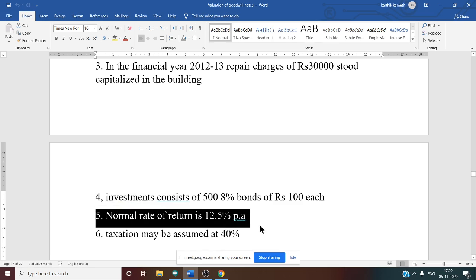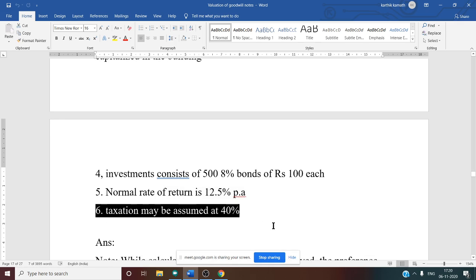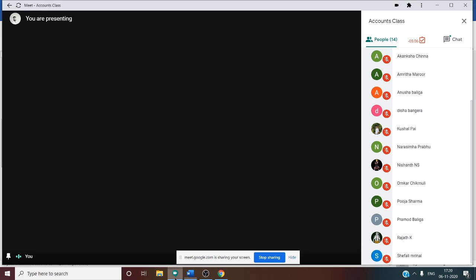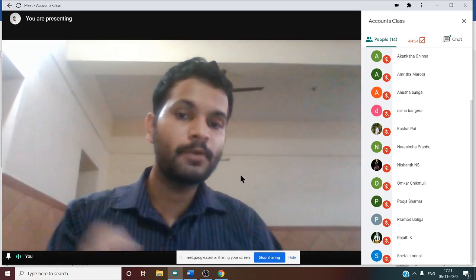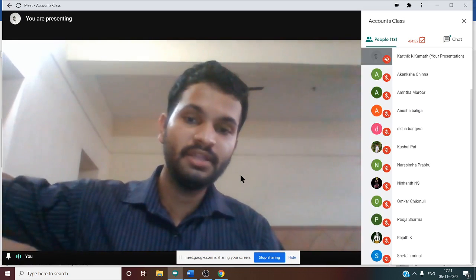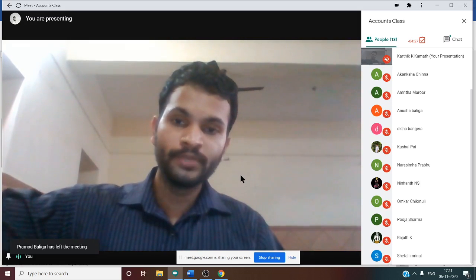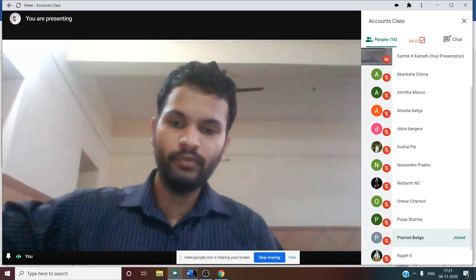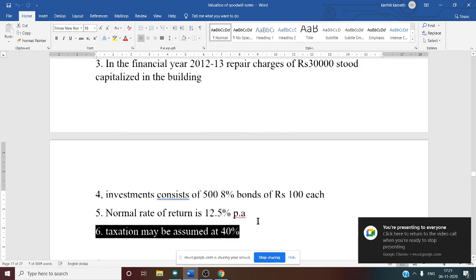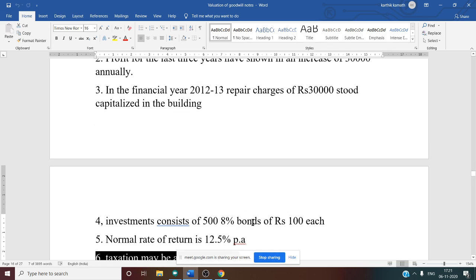Normal rate of return is 12.5%. That is nothing but the expected rate of return mentioned in the problem. Taxation may be assumed as 40%. This also you are going to deduct. Why? Because we want profit after tax. Whatever is given in the question, 1,70,000, does not include tax. So we should deduct the tax from that. That is also there. So we need to see all these things, all the six adjustments. This is our problem number 7. So let us see the solution.